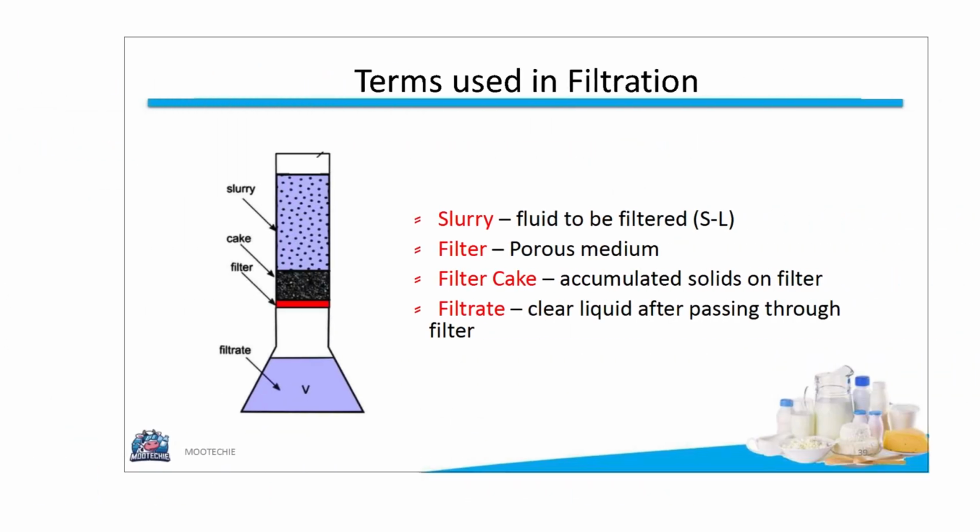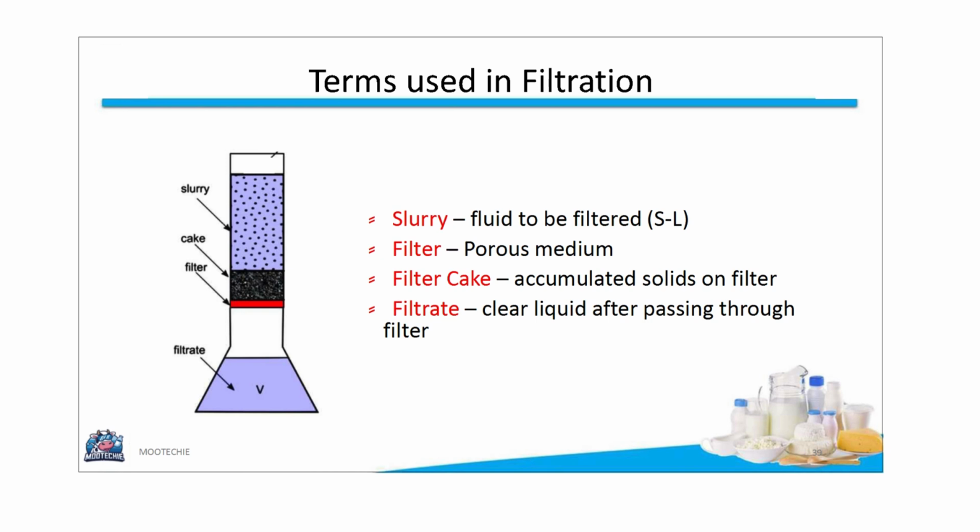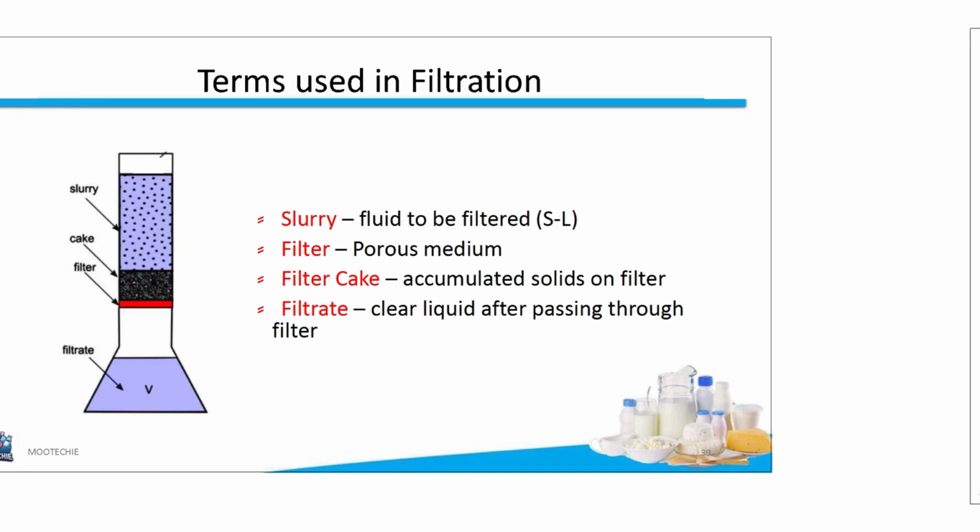There are several key terms used in filtration. The slurry is the fluid to be filtered, which is a solid-liquid mixture. The filter is the porous medium itself. The filter cake is the accumulated solids on the filter. And the filtrate is the clear liquid obtained after passing through the filter.